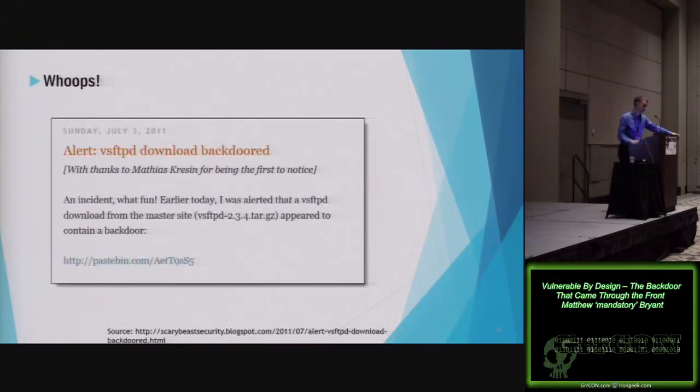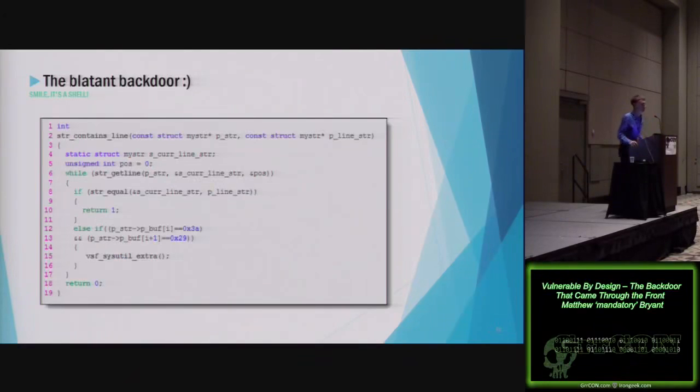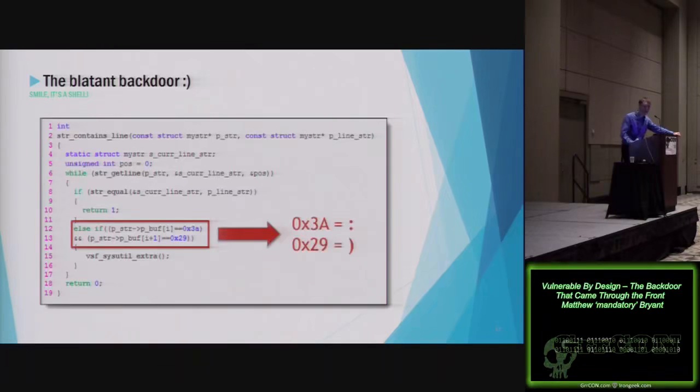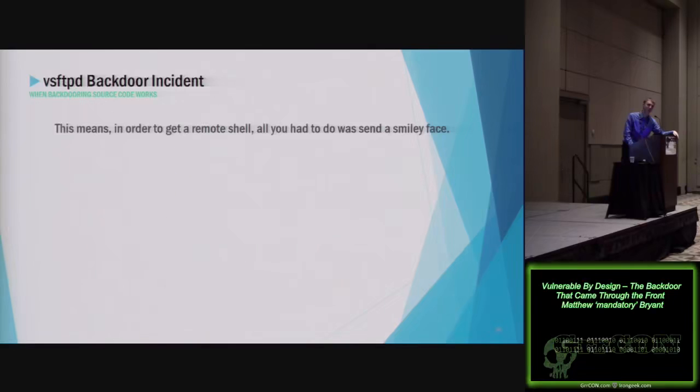There's a blog post that came out shortly afterwards, where the creator said, what a fun incident. Earlier today I was alerted that a VSFTP download from the master site appeared to contain a backdoor. He actually provided the source code that was added, where he modified the string contains line function. You see on lines 12 and 13, does anybody know what this code does? Can you tell me? Yeah, that's right. Do you know what that string would be? It'd be a colon and the closing parenthesis. So it wasn't meant to be very well hidden.